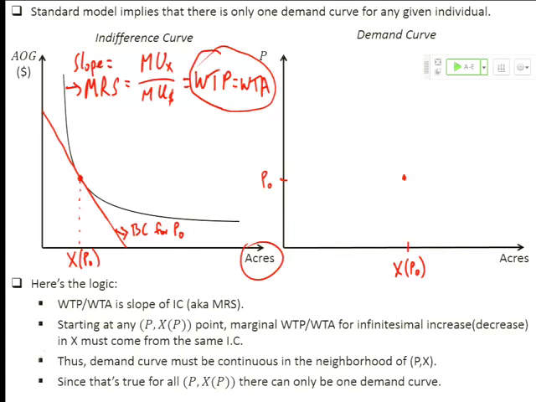Now, I'm sort of bastardizing the model a little bit here. Starting at any point, P, X of P, if you make infinitesimal changes in price, at the margin, you're moving along the same indifference curve. Now, obviously, if you make a non-infinitesimal change, well, this is calculus, everything's in infinitesimal terms. If you made a quantum increase in price, you'd be moving up or down to a different indifference curve. But at the margin, you're essentially moving along the same indifference curve, which means that if I were to move the price up or down infinitesimally, I would be moving you infinitesimally up or down on the X scale.